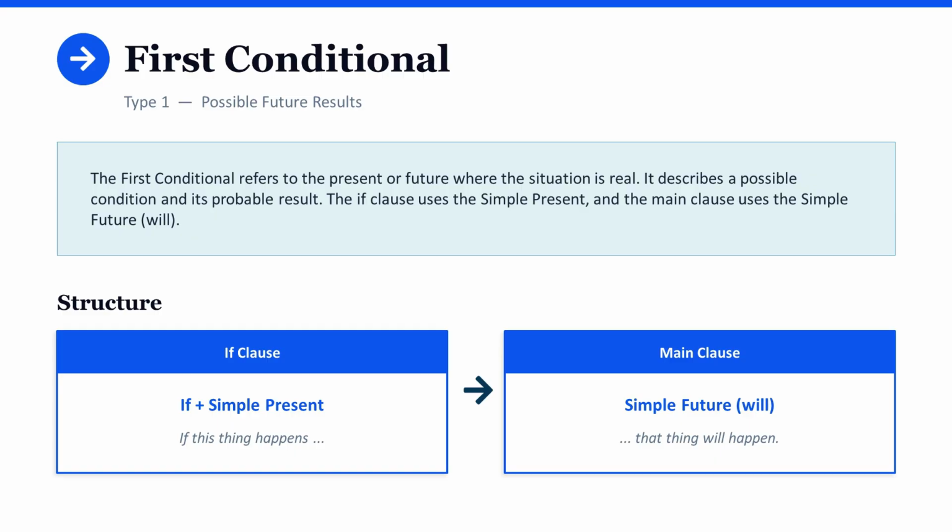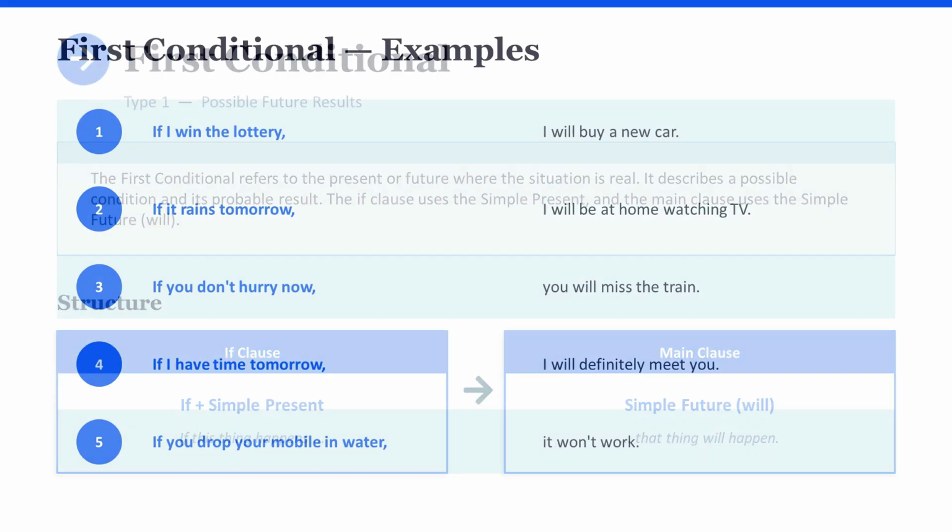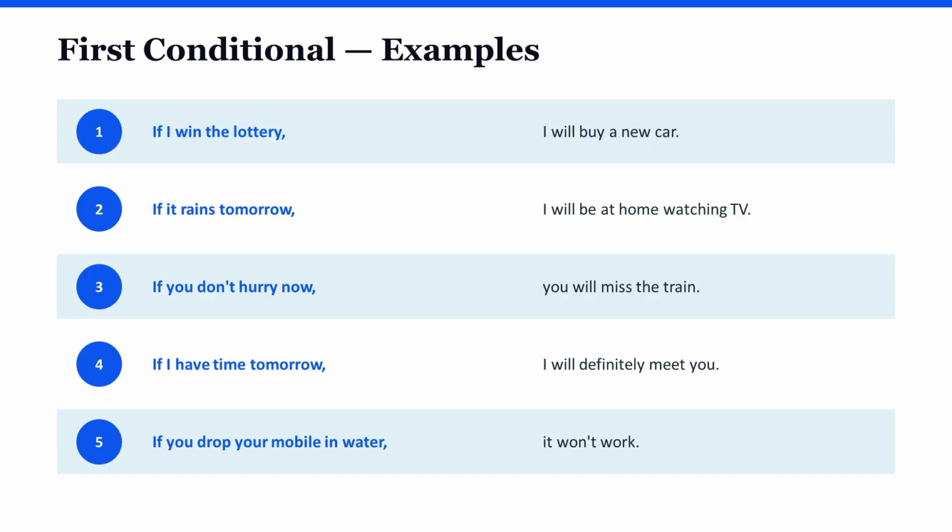The if clause uses if plus the simple present tense. And the main clause uses the simple future tense with will. So the formula is, if this thing happens, that thing will happen. Let us now look at some examples to understand this better. Here are some examples of the first conditional.